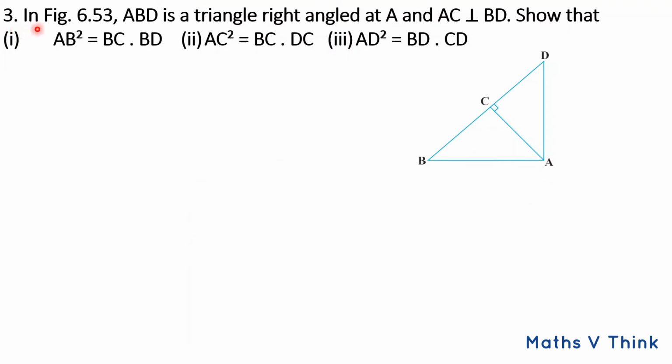The third question says in figure 6.53, they gave the figure: ABD is a triangle right angled at A. So ABD is a right angled triangle at A and AC is perpendicular to BD. Show that AB square is equal to BC into BD and AC square is equal to BC into DC and AD square is equal to BD into CD. So we'll be proving line by line. So first we'll write the given part.